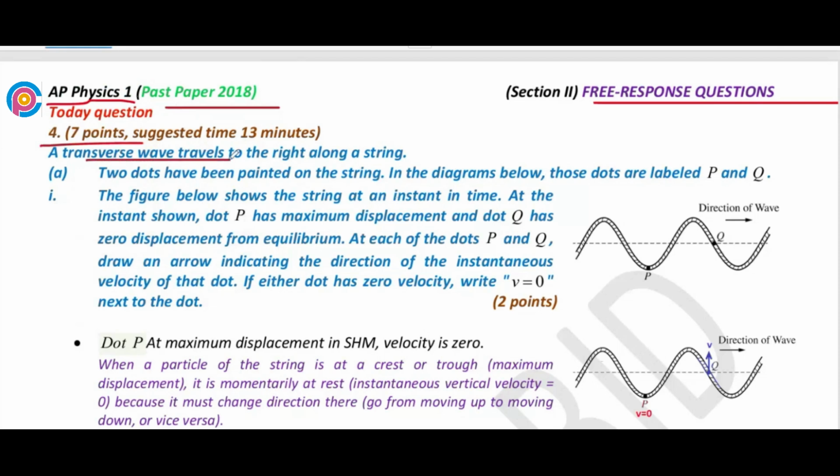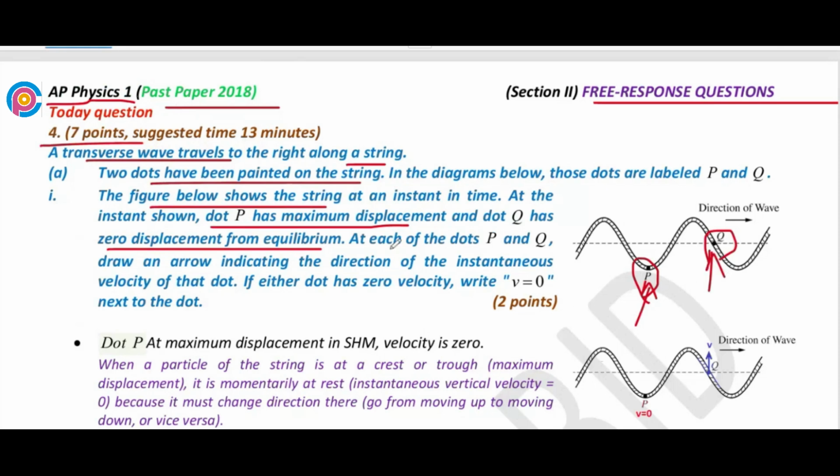In this question, a transverse wave is traveling to the right on the string as shown in the figure. Two dots have been painted on the string, one is P and the other is Q. The figure below shows the string at an instant in time. At the instant shown, the P dot is at maximum displacement and the Q dot is at zero displacement.